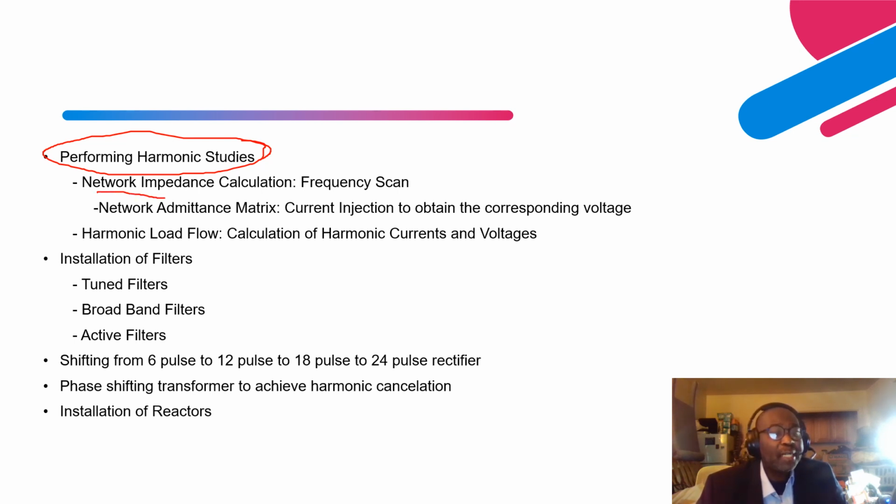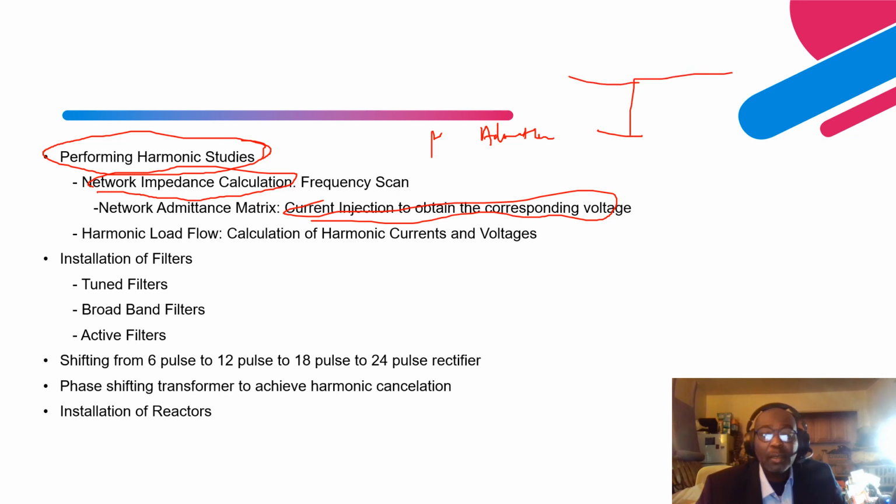You perform network impedance calculations where you model the network's impedance in an admittance matrix. Then you perform current injection at different buses. What you do is you inject harmonic current at different frequencies, then you measure the corresponding voltage. Then you determine the impedance and compare it with the network impedance.